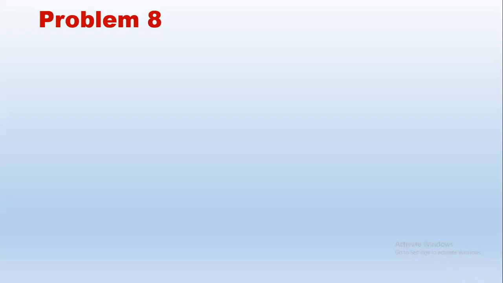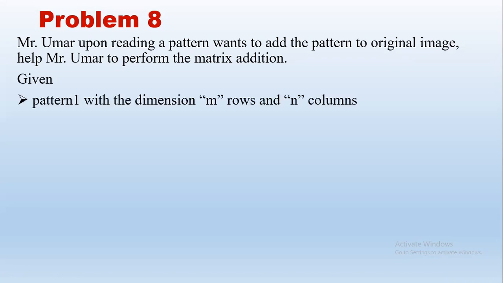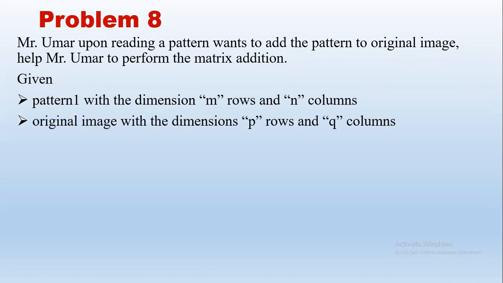Okay. So problem 8, we have a statement as a real-time scenario given. It says that Mr. Umar, upon reading pattern, wants to add this pattern to the original image. That means he has to perform matrix addition. So the pattern has to be added to the original. So these are the two matrices. Pattern 1 is the name given, say m rows and n columns. Here names are just given. You can take any name, right? Original is the second array, the 2D array or matrix. It has p rows and q columns. So if we represent this, it becomes pattern 1 of mn and original of pq, right?